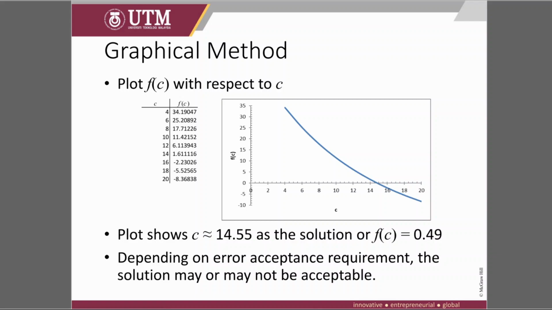If you look at this location here, there's a root, and this is between 14 and 16. Note that there's a change of sign here. This is positive, this is negative. Somewhere between 14 and 16, the line crosses the x-axis. So that's the root. The plot shows that C is about 14.55.